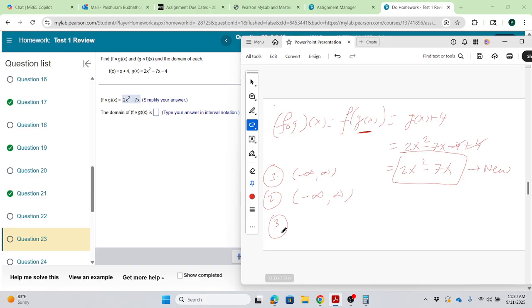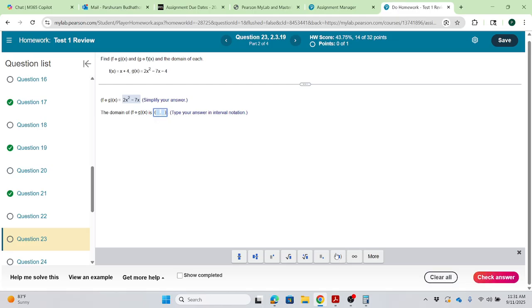Now the final step is the domain of the composition would be the intersection between 1 and 2. So the intersection between all real numbers and all real numbers is actually all real numbers, so we can just say it's all real numbers, so that is negative infinity to positive infinity, which is all real numbers.